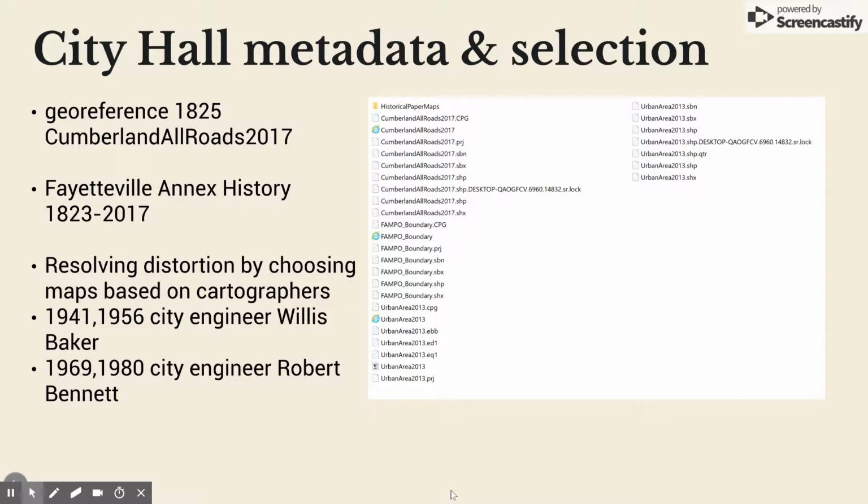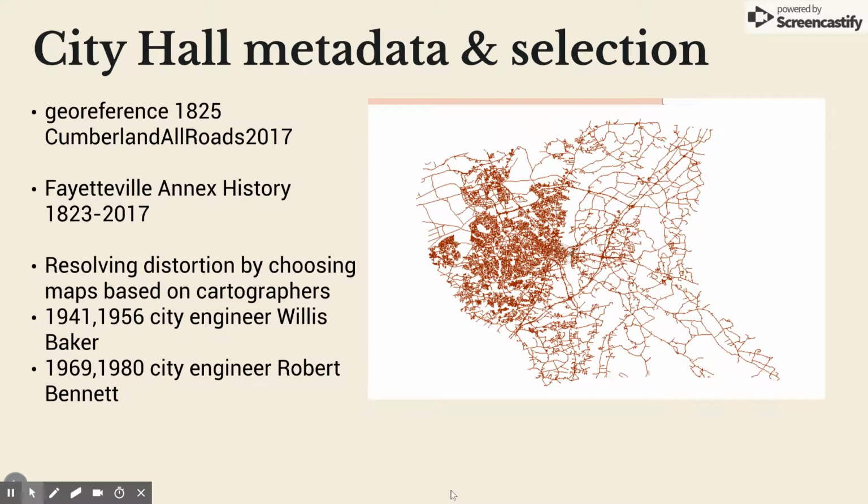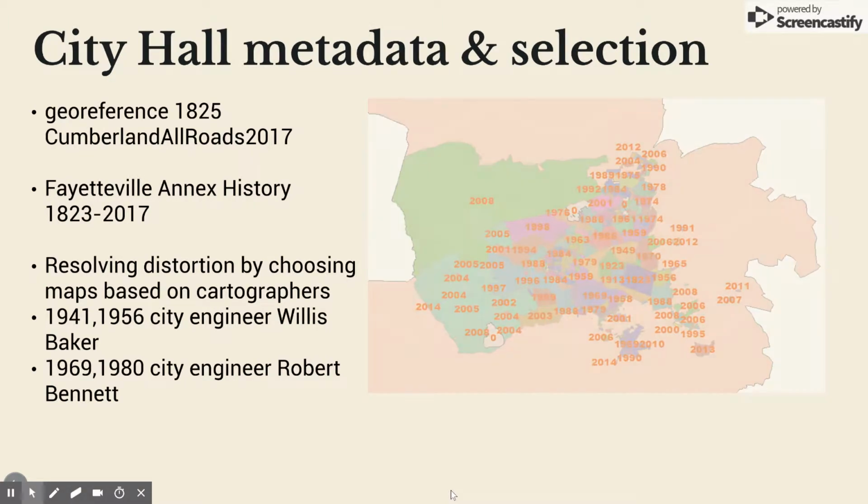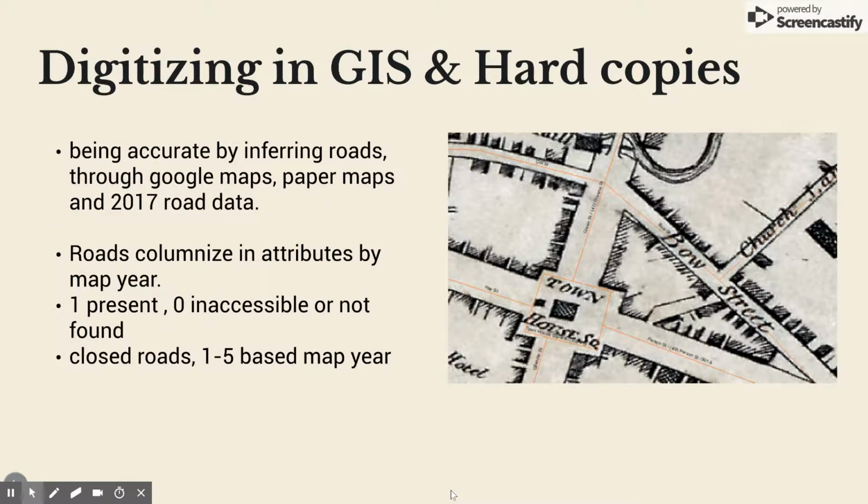Now let's go into the metadata. This is actually the Cumberland County All Roads 2017, the Fayetteville Annex information showing the growth of Fayetteville, and that was very helpful in me actually doing my research, because when I started doing the digitizing, I wanted to make sure that I was actually drawing the roads correctly. And by doing that, I can always reference the 2017, which is the blue line that you see here. It wasn't the accuracy of laying it on top, but actually mapping what I saw. That's why you're seeing the difference of this.